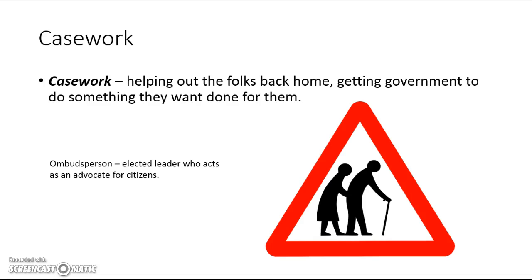Casework is next. Casework is just simply helping the folks back home out. If you want a flag that flew over the Capitol building, if you want grandma's Social Security check tracked down, if it's a veteran and they aren't getting proper treatment, if it's a citizen, a constituent in your district who wants help getting a visa for a relative to come visit them, these are examples of casework. And here's a new word, ombudsperson. The congressman is acting in the role of ombudsperson when they do this for the constituents. That's a definition: an elected leader who acts as an advocate for citizens.